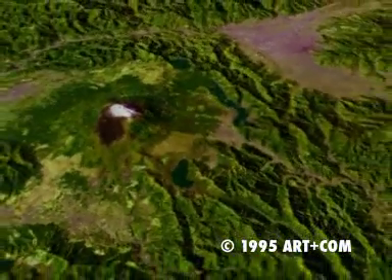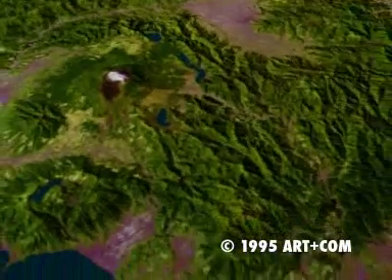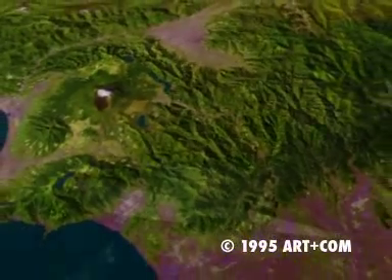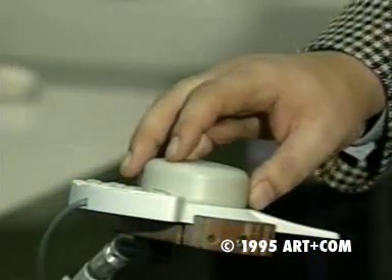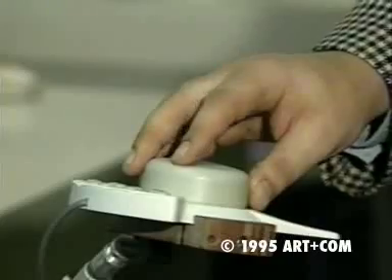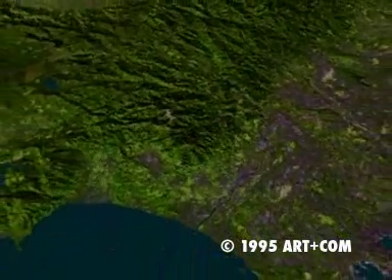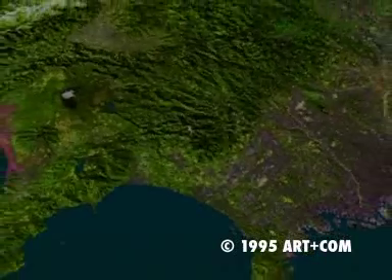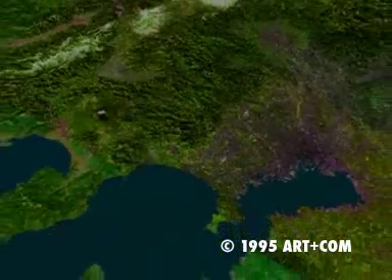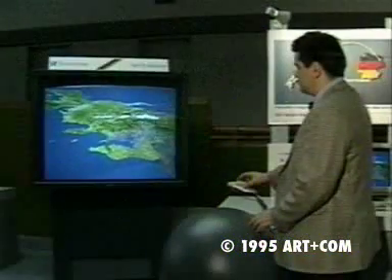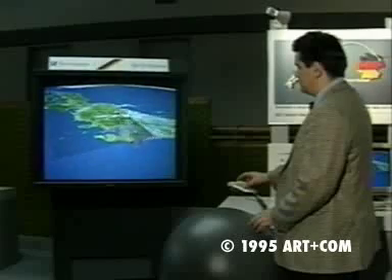A combination of two interfaces is used to navigate around this virtual globe and interact with it. A space mouse is used to control the user's position and angle of view in relation to the Earth. And in order to move the Earth itself, a so-called Earth tracker was developed.